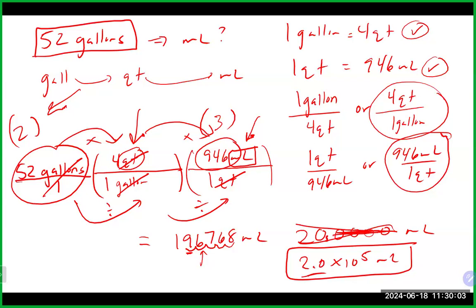Now, why don't you try one? Let's say we are driving a nice, respectable 76.5 miles per hour. How fast are we going in kilometers per second? Why don't you take a moment?